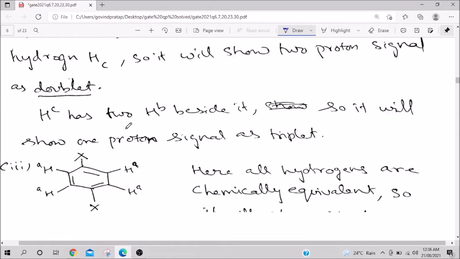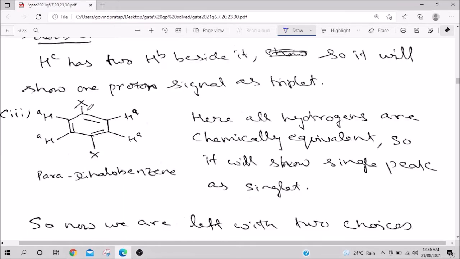Last, if they are para, what happens? Both halogens are there, and then you have HA, this also is HA, this is also HA, because the top and bottom are the same halogens. It's not that top is bromine and bottom is chlorine. Both of them are bromine or both of them are chlorine. So very clearly all of them are the same, and because they are the same, they appear as one single peak. All of them are equivalent. Nobody can split the other one. So it will come as a singlet.